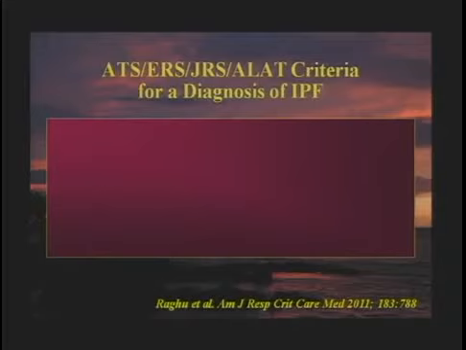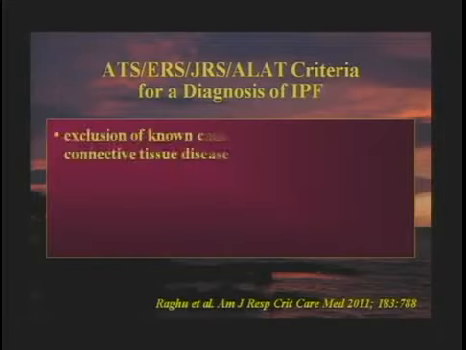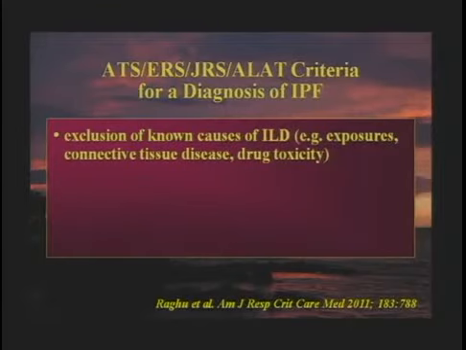Now recently, the American Thoracic Society, European Respiratory Society, Japanese Respiratory Society, and Latin American Thoracic Association got together and decided on criteria for making a diagnosis of IPF. This is very important because this is a common disease. These are the criteria they came up with, and this was just published this last year. Number 1, exclusion of known causes of ILD. That means exposures, connective tissue diseases, drug toxicity, things of that sort. So basically, this first criterion means that the disease is idiopathic.